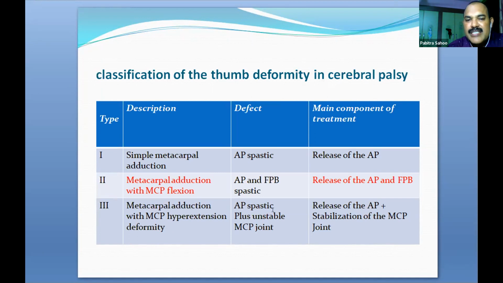Type 3 variety is uncommon. It is associated with metacarpal adduction with MCP hyperextension. This is because of an unstable MCP joint, lax MCP joint. Okay, that needs stabilization of the MCP joint, maybe by arthrolysis or by KVL.